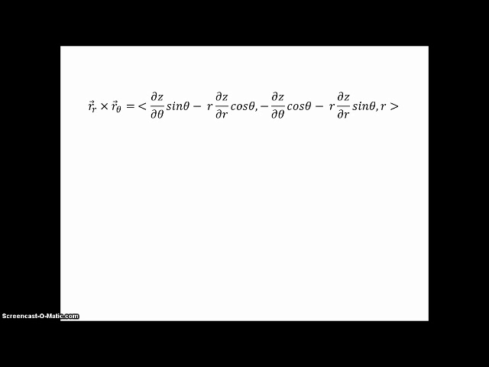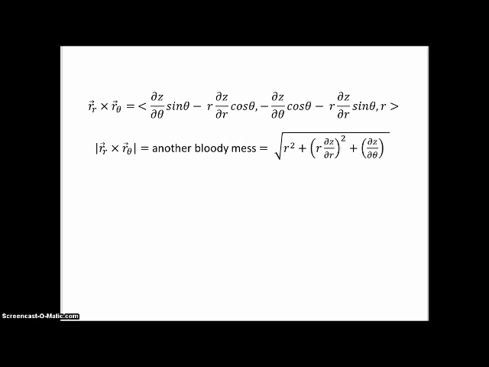So now we need the length of this cross product for our integral. And that's another bloody mess, which you can work out on your own if you wish, but it simplifies with the magic of trigonometric identities. We get simplification, the square root of r squared plus the quantity r, partial derivative of z with respect to r, that quantity squared, plus partial derivative of z with respect to theta squared.